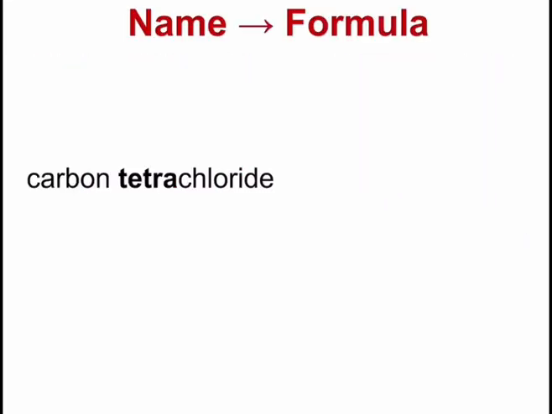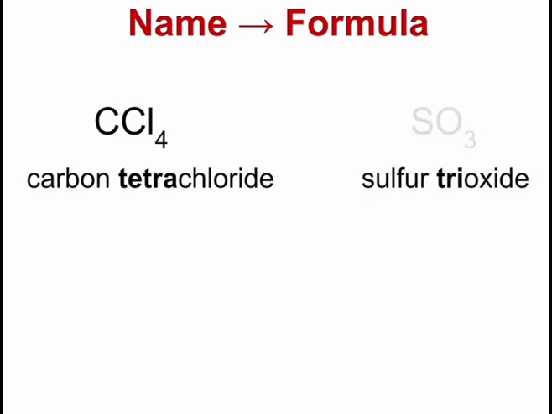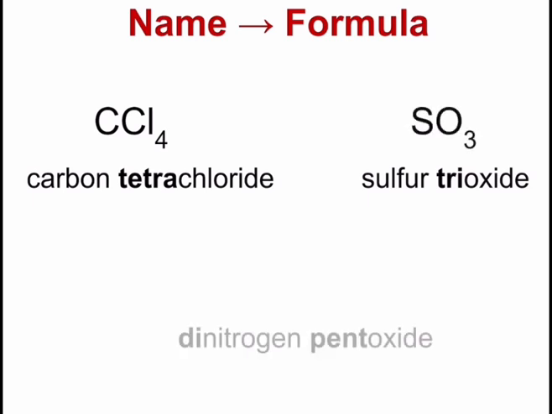Now let's go from name to formula. Carbon tetrachloride, 1 carbon, 4 chlorines. Sulfur trioxide, 1 sulfur, 3 oxygens. Dinitrogen pentoxide, 2 nitrogens and 5 oxygens.